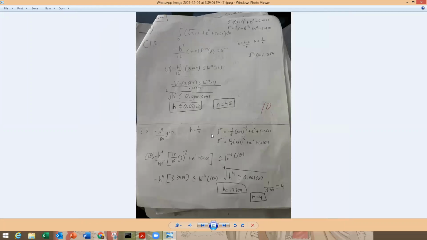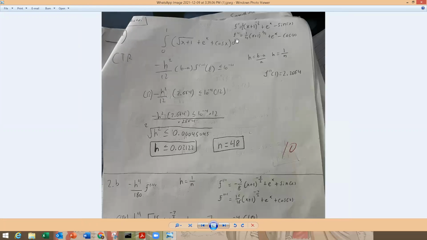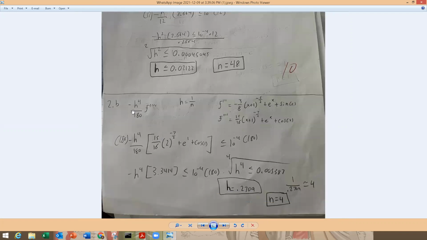So next, oh wait, sorry, this is Simpson's rule right here. So again, h equals 1 over n, because it's b minus a over n. This is for Simpson, so that means we do negative h to the fourth over 180 times f fourth prime, which just gives you this, e to the x plus cosine x, right?